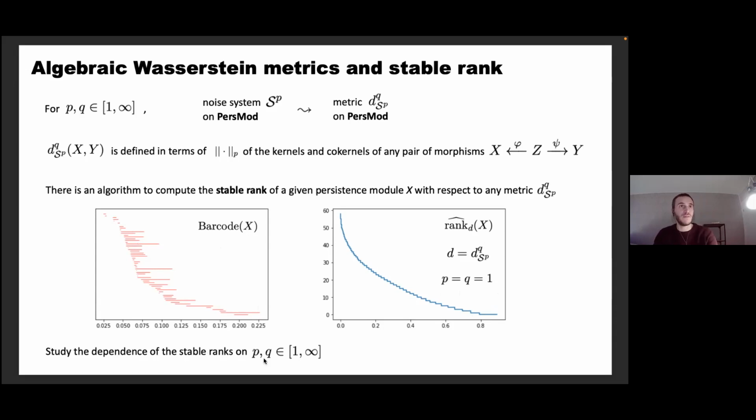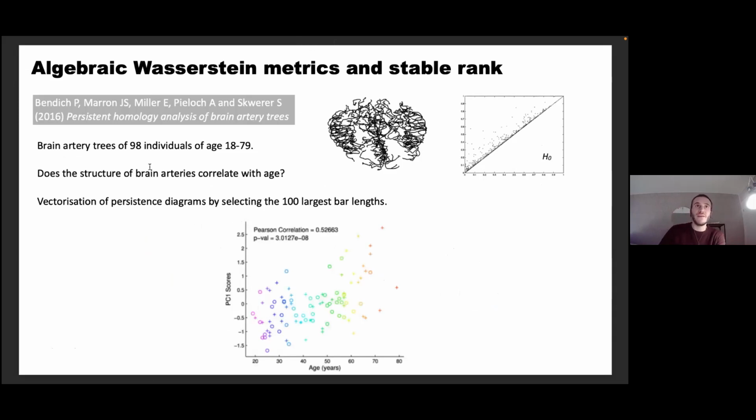And we've done this on some real world data that is the data studied in this article by Paul Bendich and co-authors on persistent homology analysis of brain artery trees. So the data set in this work is a collection of 98 brain artery trees that are objects like this one that live in R3. And they are for 98 individuals of different age. And one of the questions addressed in the paper is whether the structure of brain arteries correlates with age.